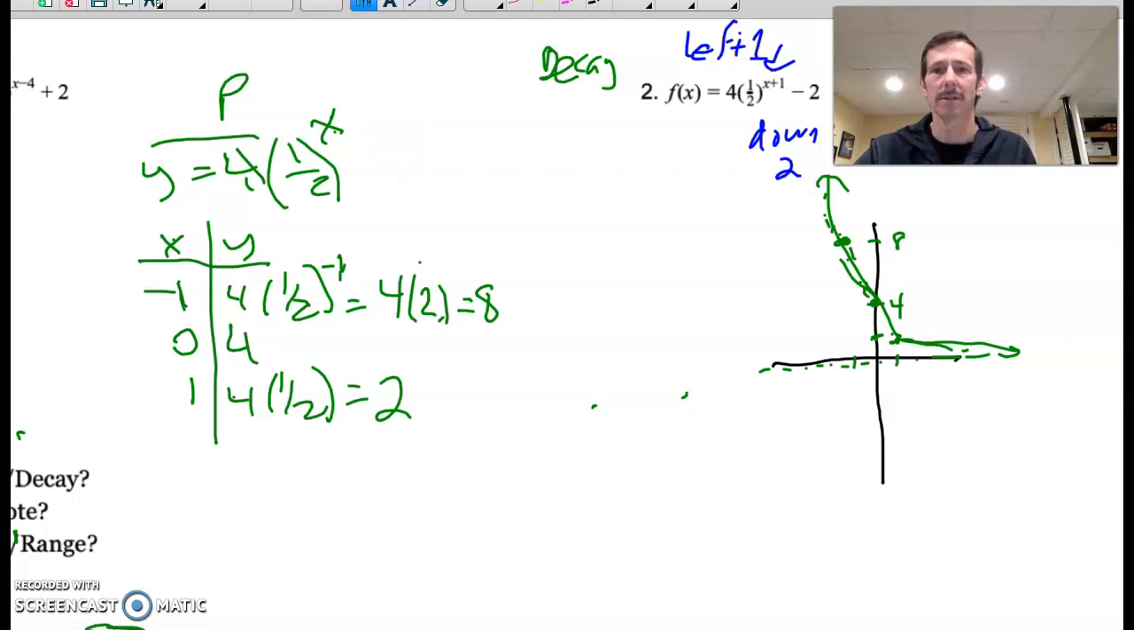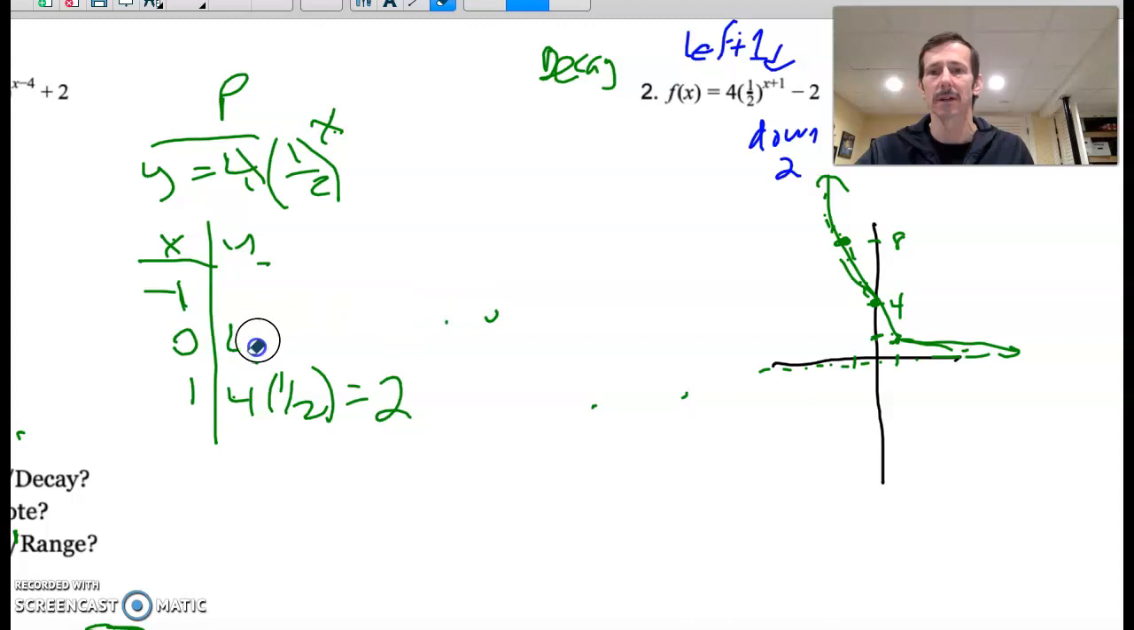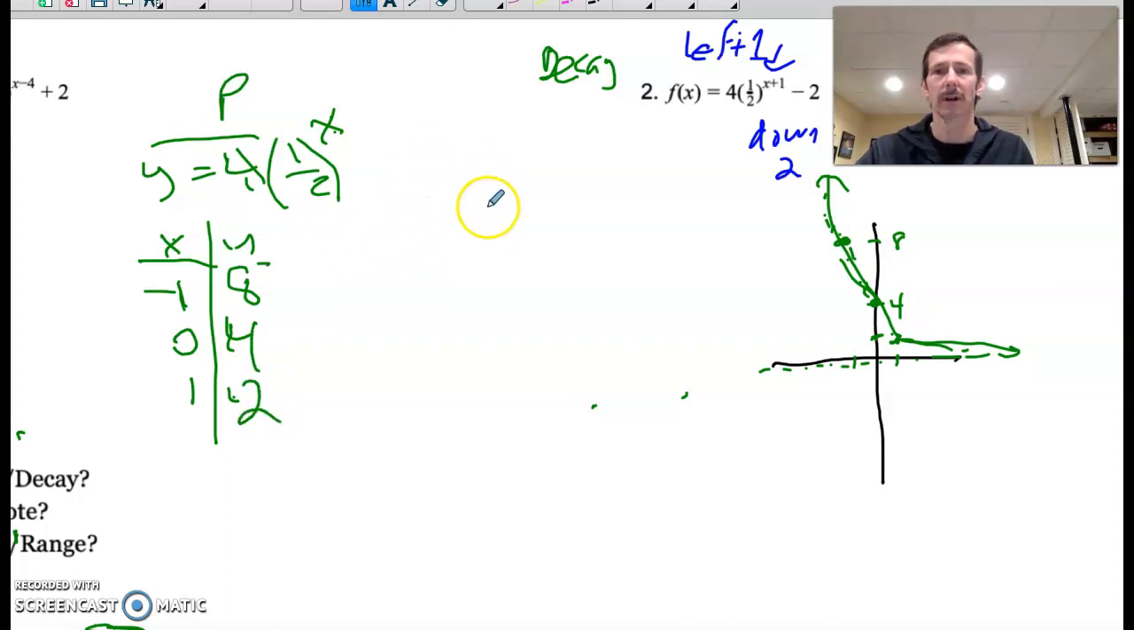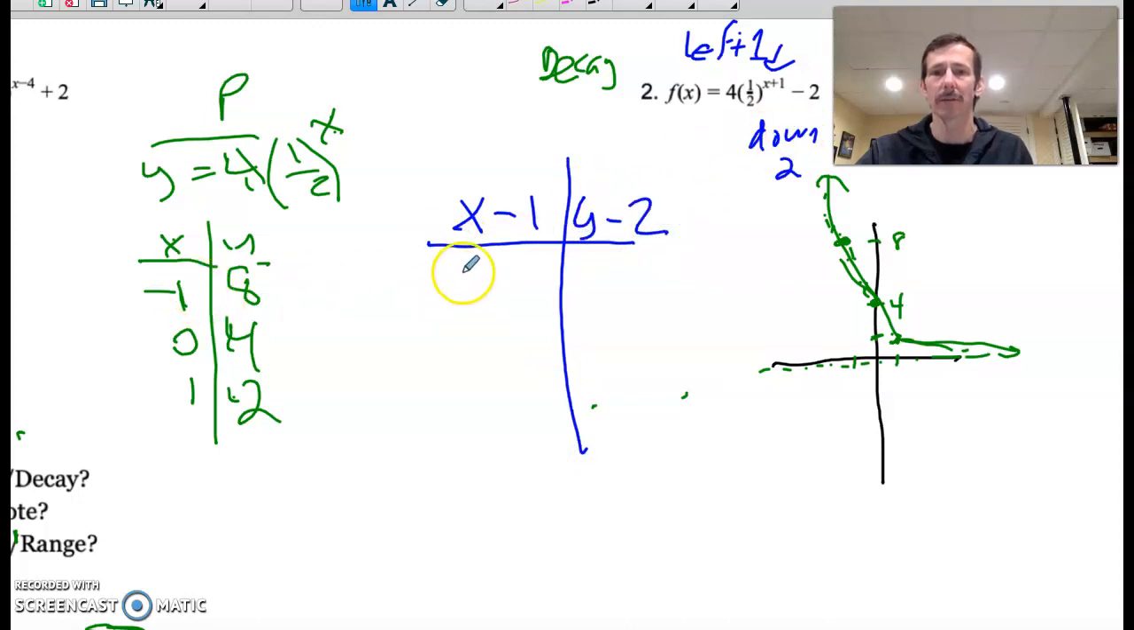So I'm going to erase some of this, and I'm going to erase my work and just put my numbers in there, so I can have some room to expand this guy over here. So my numbers were 8, 4, and 2. So my transformation is going to include all my x's moving left 1, which is x - 1, and all my y's moving down 2, which is y - 2. So if I take 1 away from that, I get -2. Take 1 away from that, I get -1. Take 1 away from that, I get 0.